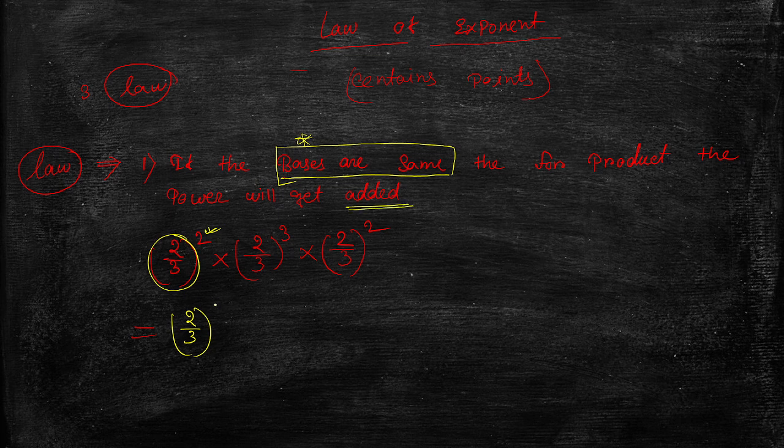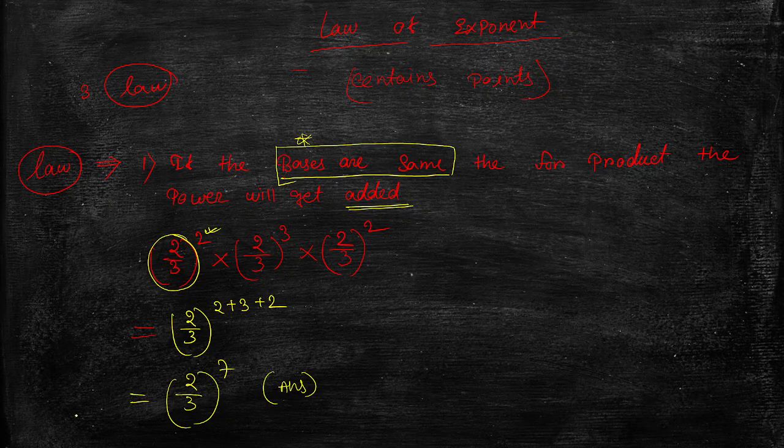Added. So 2 plus 3 plus 2. So what will be the result? 2 by 3, and if we add 2 plus 3 is 5, plus 2 is 7. So you got your answer.